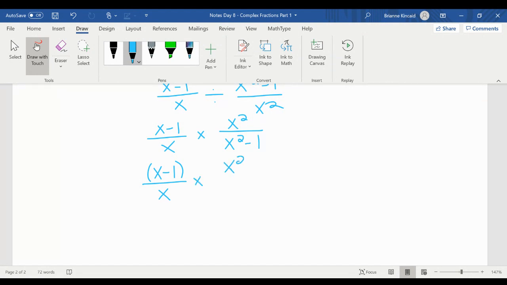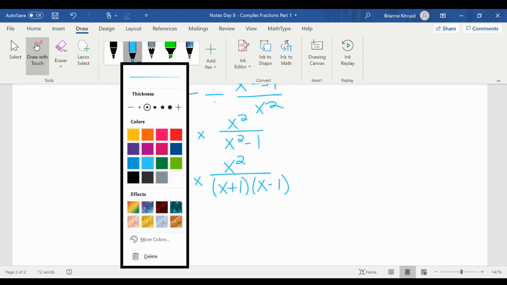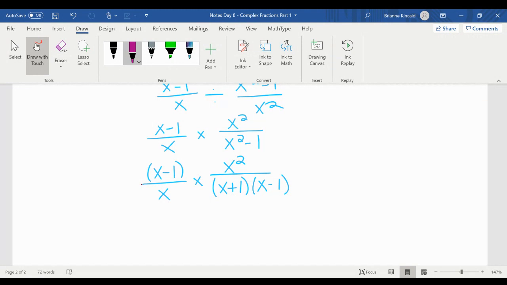In the second fraction, the numerator doesn't factor, but x squared and 1 are both perfect squares. So this is the difference of 2 squares in the second denominator. x plus 1 times x minus 1. Now that everything's factored, we can combine it as one single fraction. I can eliminate x minus 1 with x minus 1. I can eliminate the x in the denominator with one of the x's in the numerator. So your final answer is x over x plus 1.